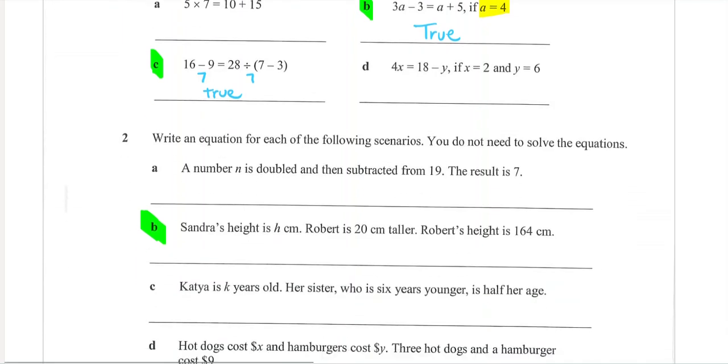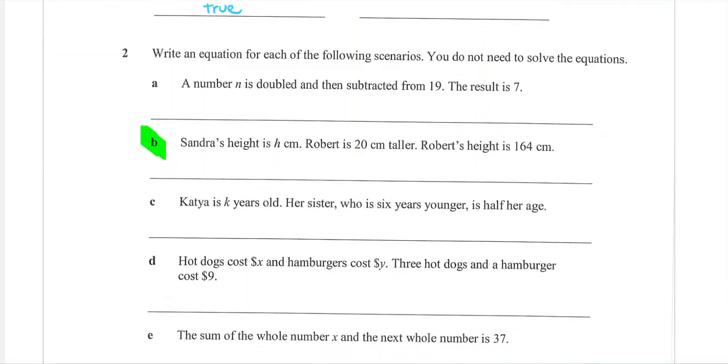Question 2 says, write an equation for each of the scenarios, you do not need to solve it. Okay, you're just trying to take the sentence that is there and write it as an equation. So it says Sandra's height is h. H is going to be the pronumeral that we're using. Robert is 20 centimetres taller. Robert's height is 164.